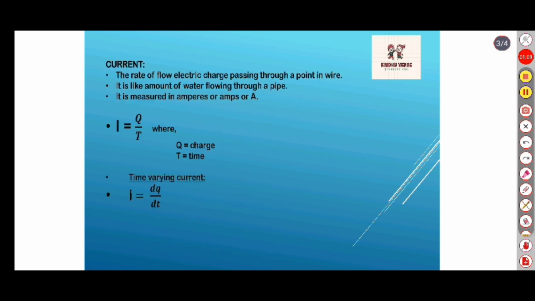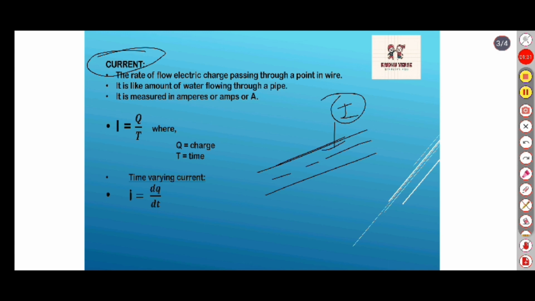Now, current. It is a very basic and important element of a DC circuit. Current is nothing but the rate of flow of electric charge passing through a point in a wire. Suppose this is a wire. You can think of this like a pipe with water flowing inside it. The flowing of water is like the current. Or else, instead of water, you understand it as electric charge.